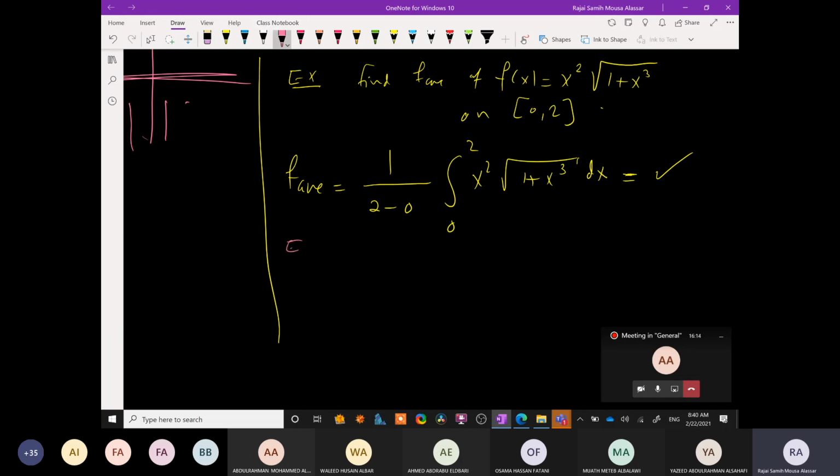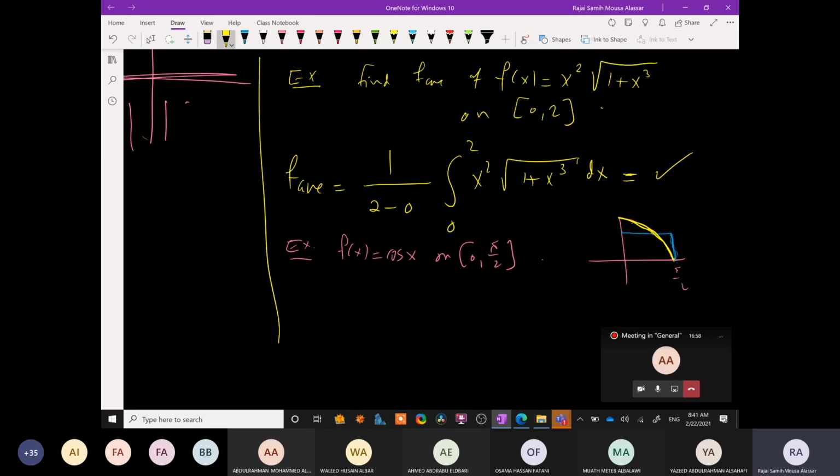Another example is you want the average value of the function f of x, which is cosine x, on 0 to pi over 2. So this is pi over 2. What's the average value? The average value is something like this, possibly here, such that the blue area under the blue curve is equivalent to the yellow area.